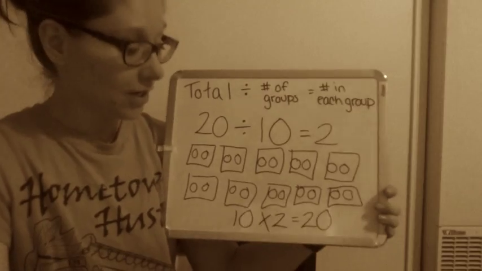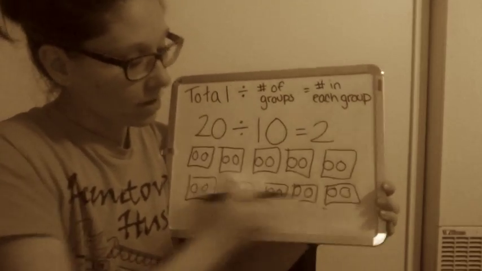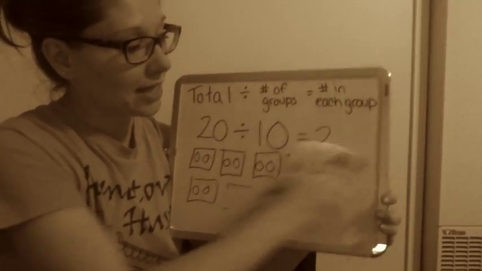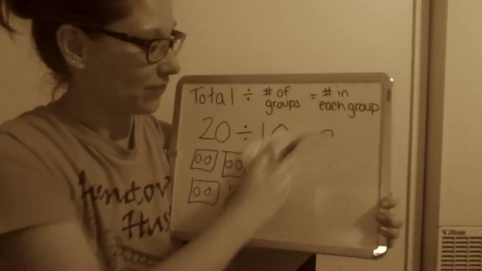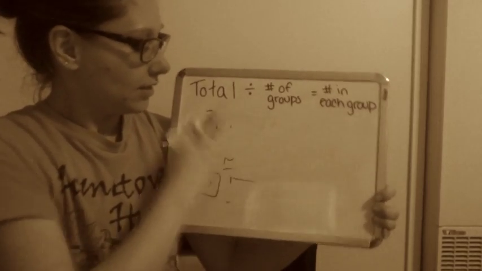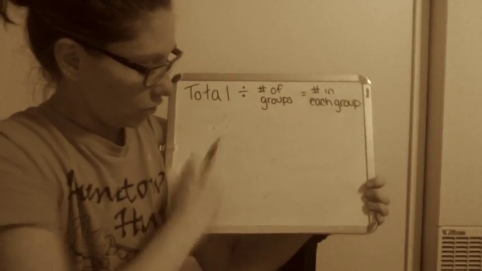We always have to make sure that we are relating our division back to our multiplication because that is going to help us check our work. Okay? Let's go ahead and do another one, and then I'm going to show you a trick.